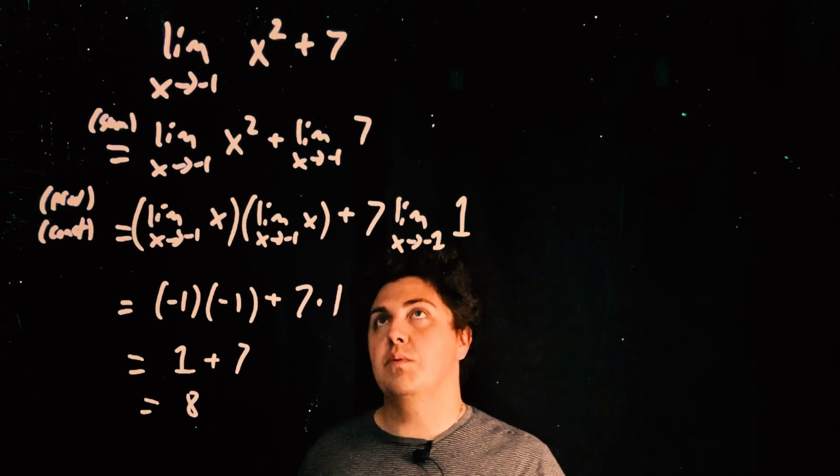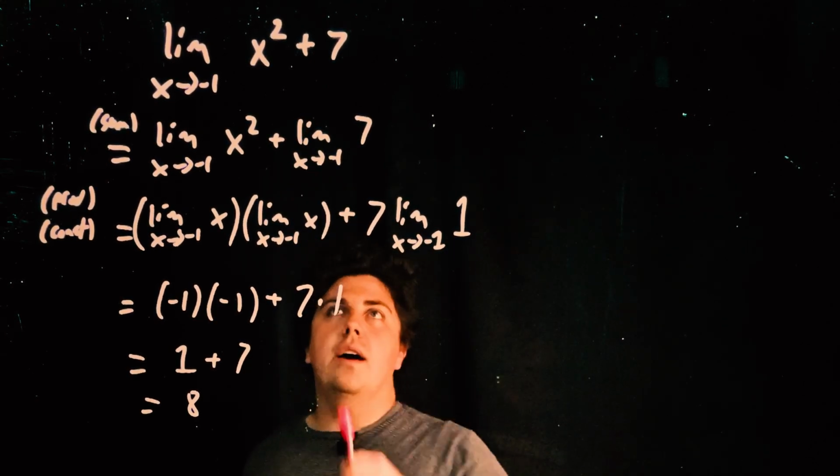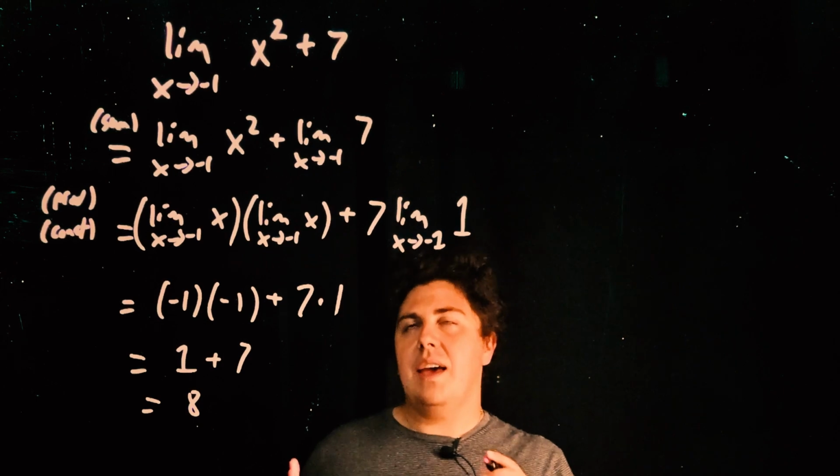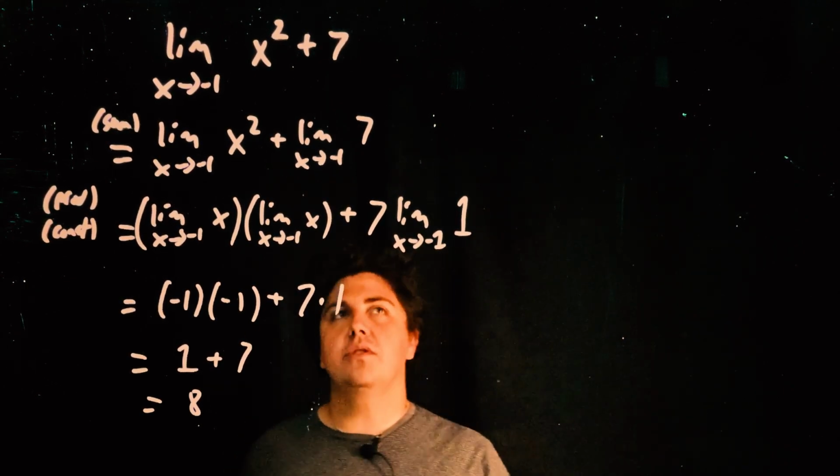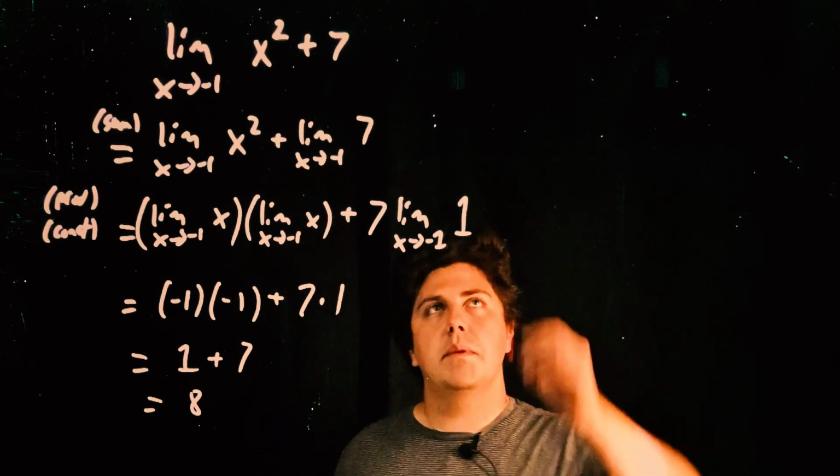And how we did it is we just took this guy, who's a little more complicated, and broke it up into smaller pieces, and that's how we were able to use the limit laws to compute this limit.